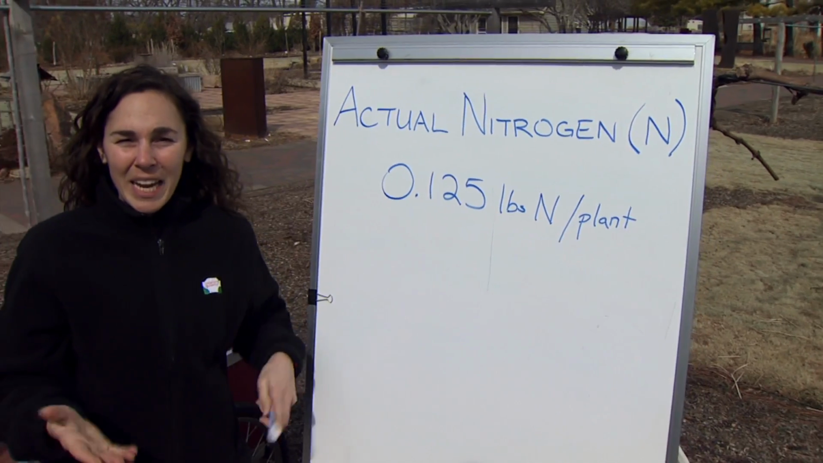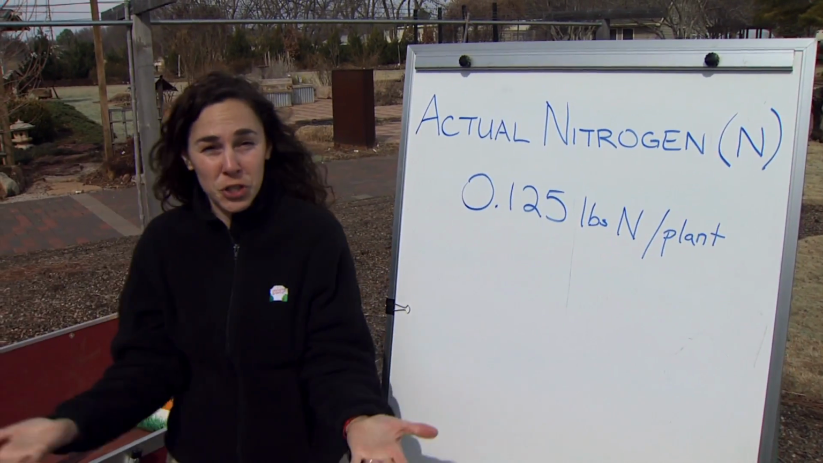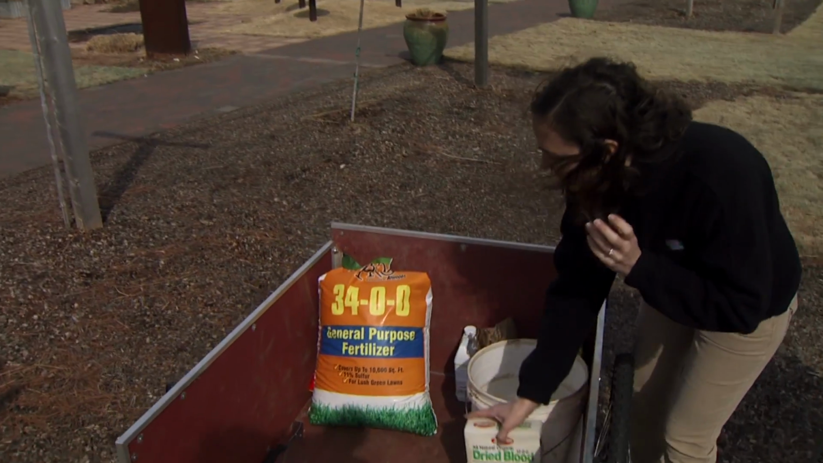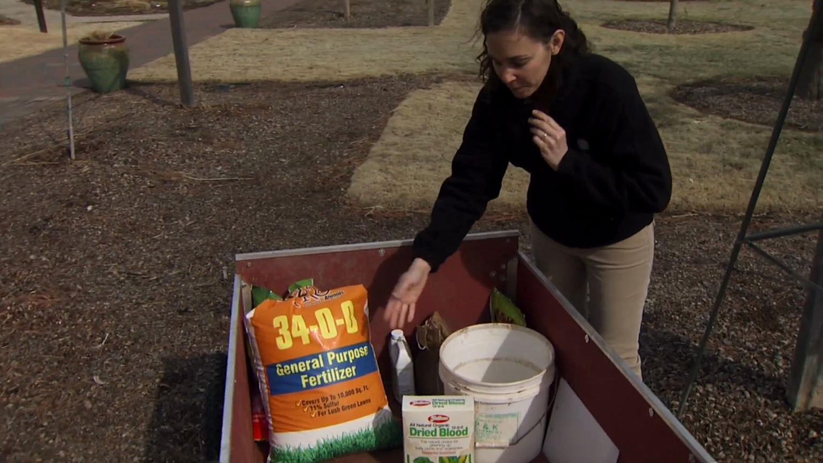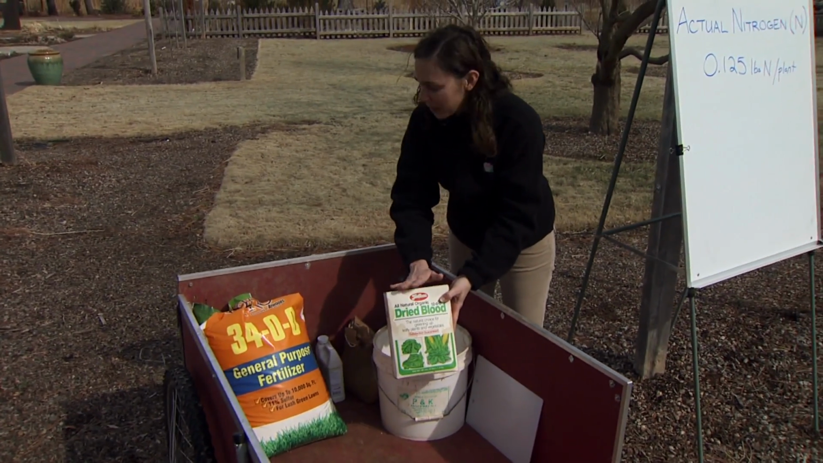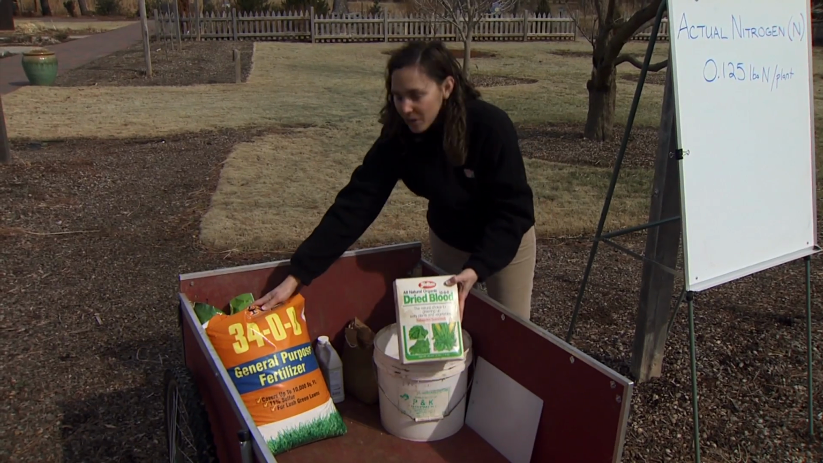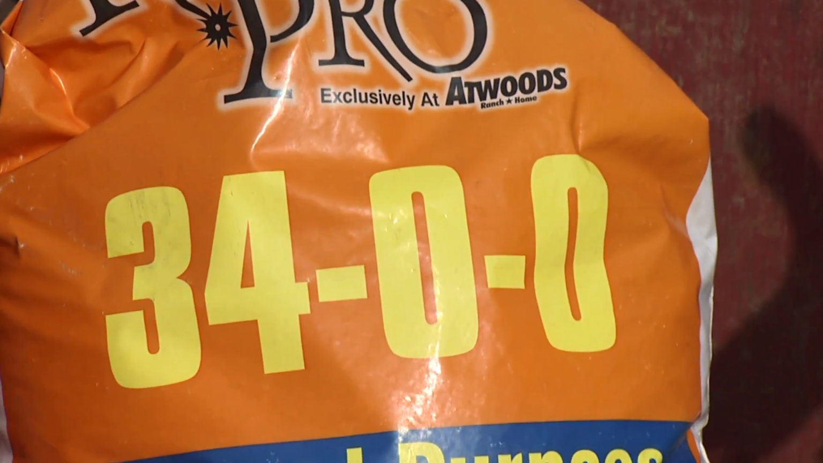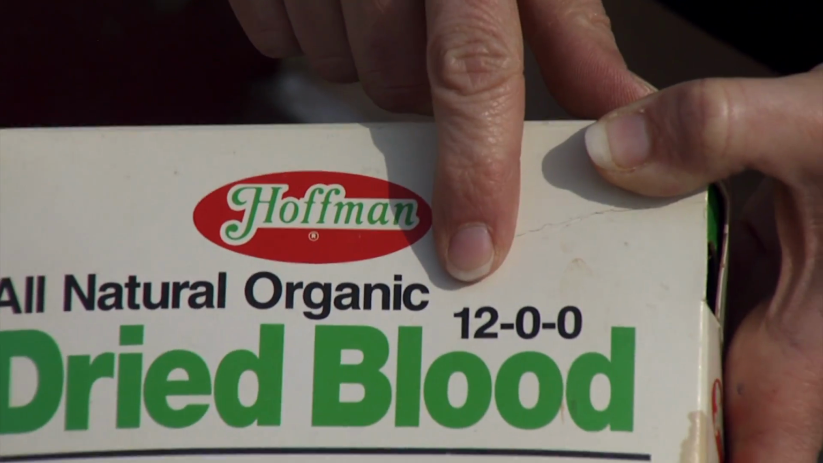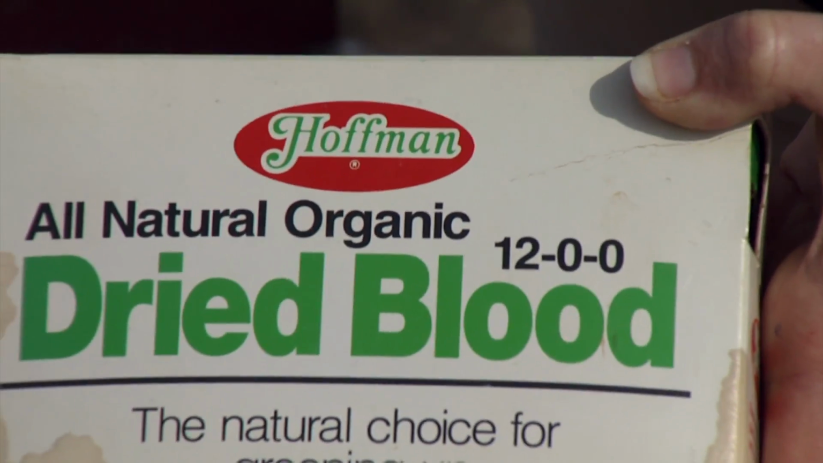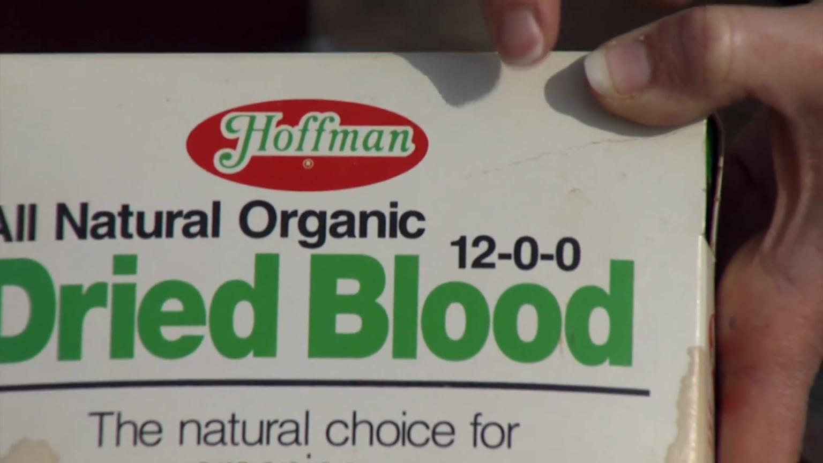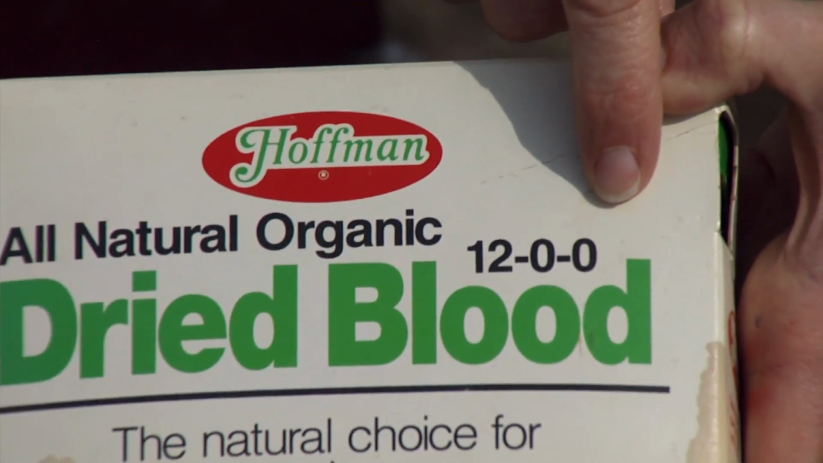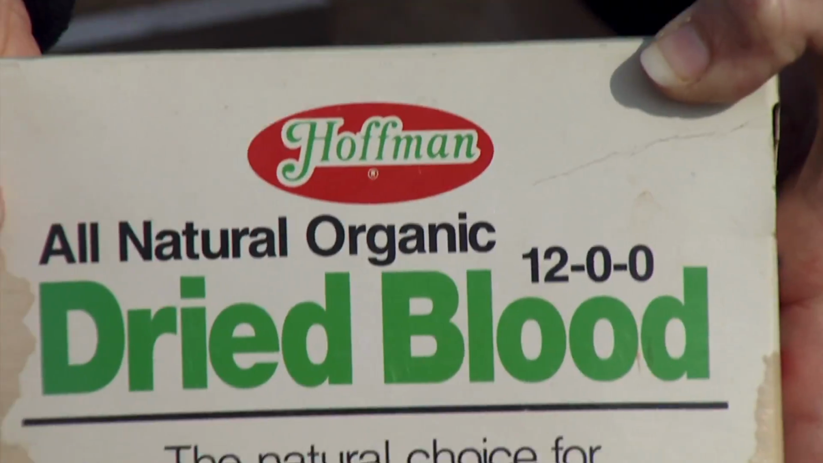So now we know what we need, and we go to the store to shop for our fertilizer products. And I have a couple of different sources of nitrogen here. One is blood meal, and the other is ammonium sulfate. And every bag of fertilizer has these three numbers on it. 12-0-0 here for our dried blood. So this is the percentage of nitrogen, phosphorus, and potassium by weight in our fertilizer.